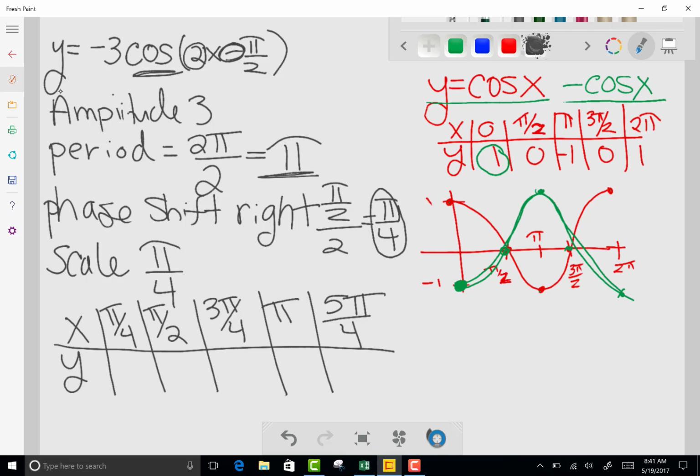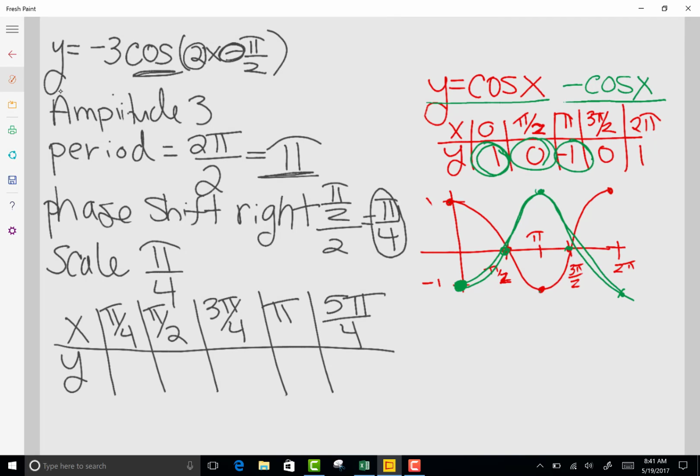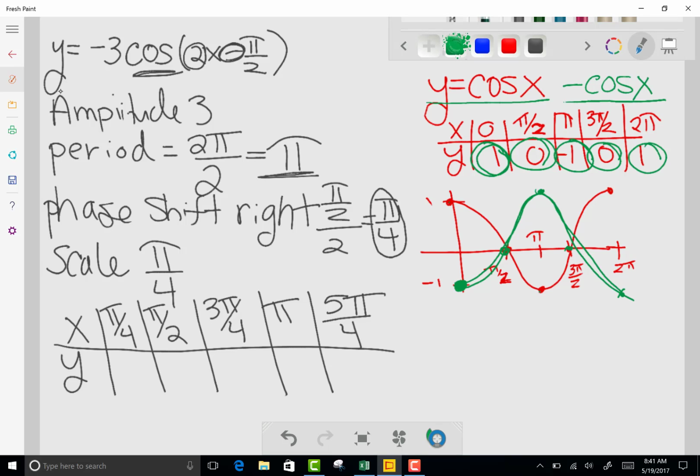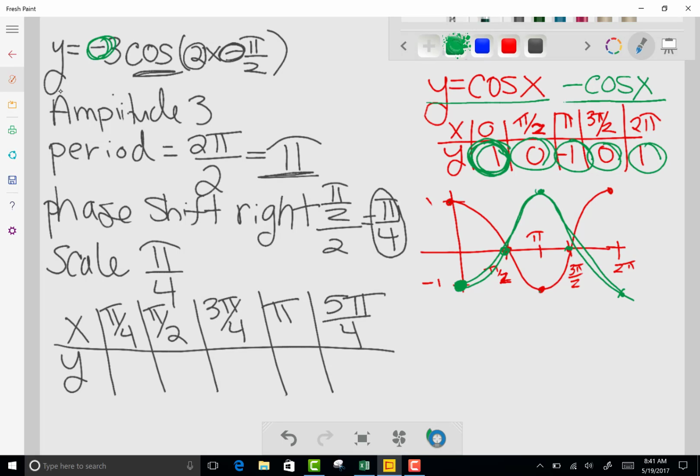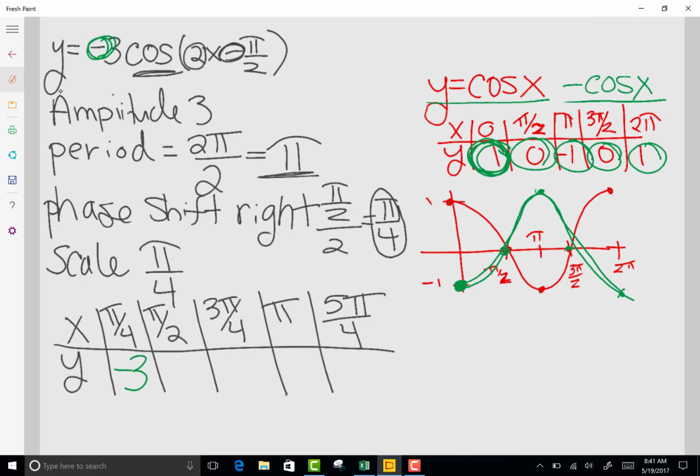Now, to find my corresponding y values, remember, here are the points for my mother function before it's been translated, and because it's flipped upside down, my mins and maxes get swapped. Normally we would start with our max, but because there's a negative in front here, it's been flipped upside down, so I'm going to start at the min. And since I have an amplitude of 3, it's going to be stretched down to 3. So I'm going to start at minus 3. Then I'm going to go to 0.